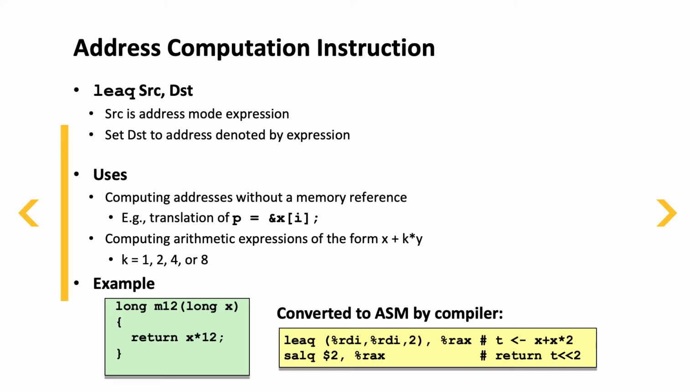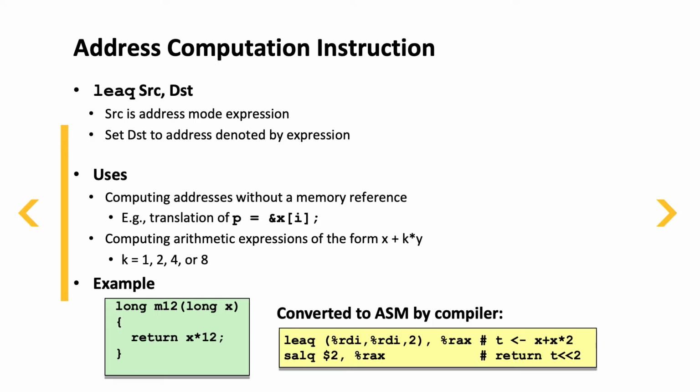You can actually use them to compute arithmetic expressions of the form x plus k times y. So let's take a look at how we do that. How can that actually happen? How do we, by computing a memory address, actually do math? Well, when you think about it, we were doing math in that general form of memory addressing, weren't we? So the k here corresponds to the scale, so that can be 1, 2, 4, or 8.